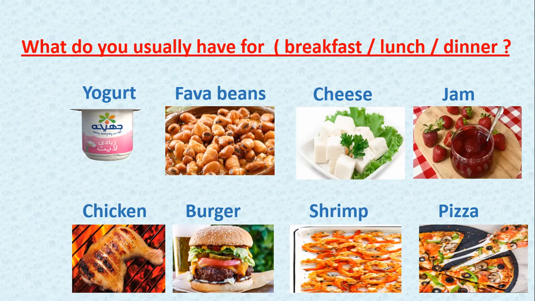You know, after can, we use the verb in the infinitive as well. I can say, I can swim. After can, we don't add s or es. So, what do you usually have for lunch? I usually have chicken for lunch.